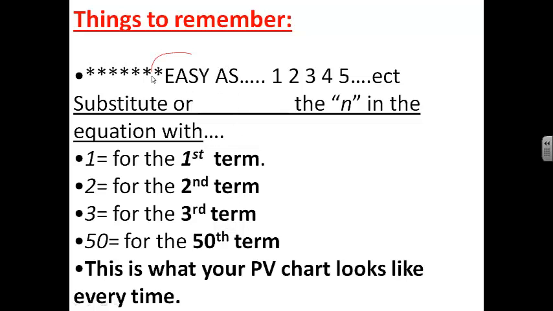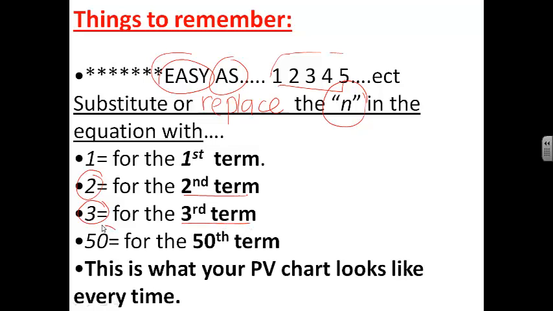Guys, I want you to know it's easy as 1, 2, 3. All we're doing is counting 1, 2, 3, 4, 5, and we're replacing. We're going to substitute or replace the n. Remember n is a variable, so we can replace it with any number in the world. In the equation, we replace n with 1 for the first term, 2 if we want the second term, 3 if we want the third term, and 50 if we want the 50th term. So any number is the term we want.